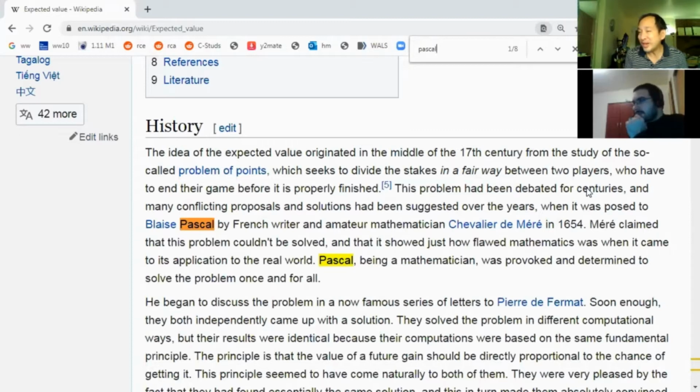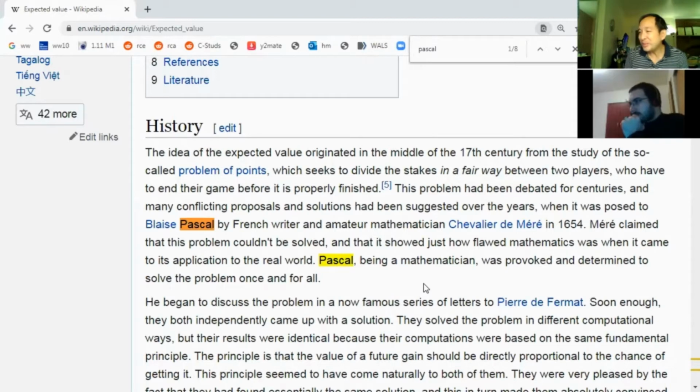When it was posed to Blaise Pascal by French writer and amateur mathematician Chevalier de Mere in 1654, Mere claimed that this problem couldn't be solved and that it just showed how flawed mathematics was when it came to its application to the real world. Pascal, being a mathematician, was provoked and determined to solve the problem once and for all. He began to discuss the problem in a now famous series of letters with Pierre de Fermat.